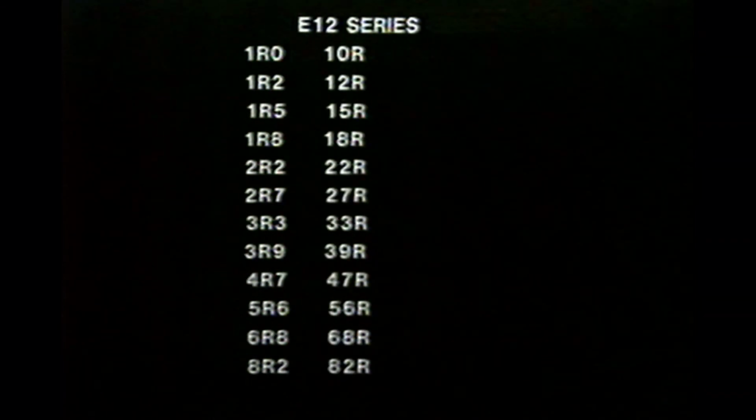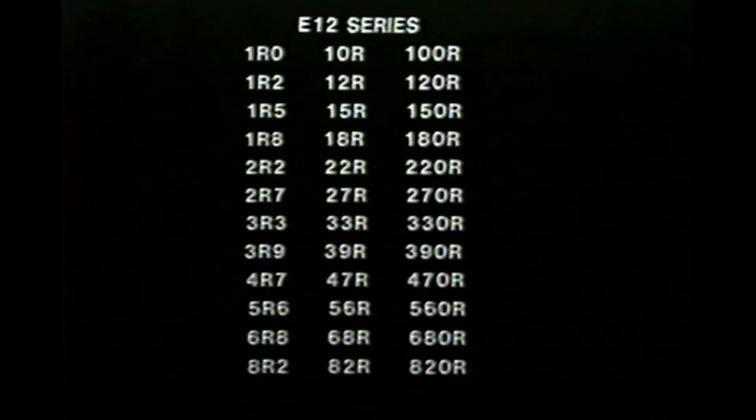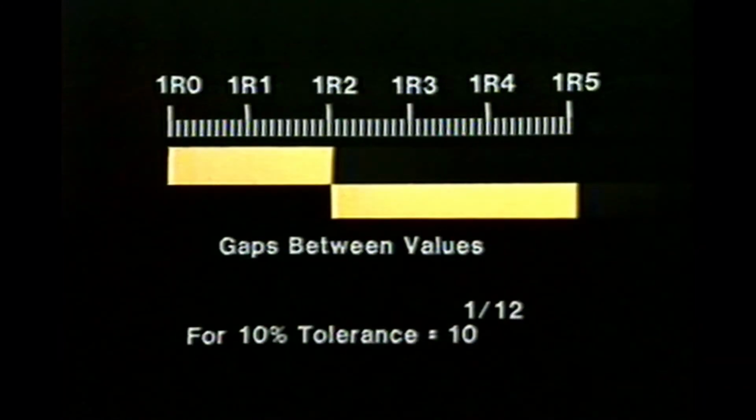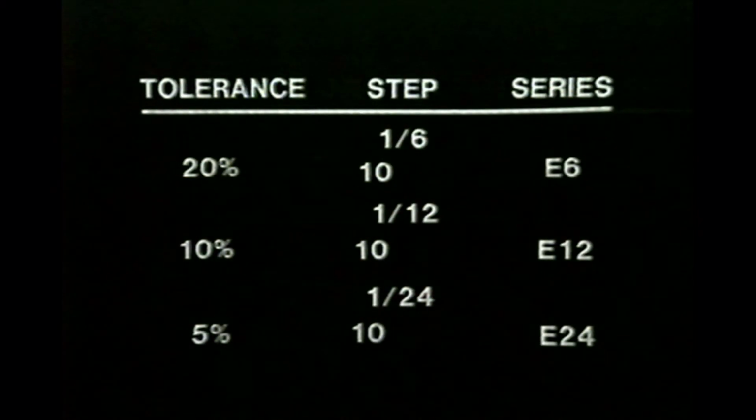By extension of this theory of minimum overlap, we arrive at a series of 12 preferred values per decade for a 10% tolerance. This is known as the E12 series. Numerous decades in this series are manufactured. By examination of the steps in value in the series, it can be observed that a difference of 10 to the power of 1/12 exists for the 10% E12 series. Likewise, 10 to the power of 1/6 for the 20% E6 and 10 to the power of 1/24 for the 5% E24 series. The numbers in this case are rounded off for convenience to 2 significant figures.